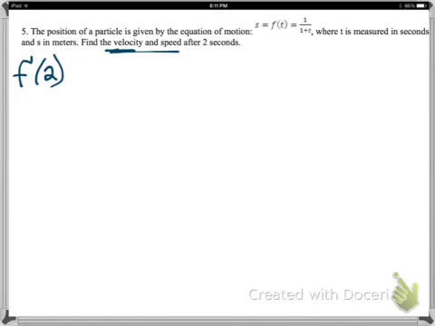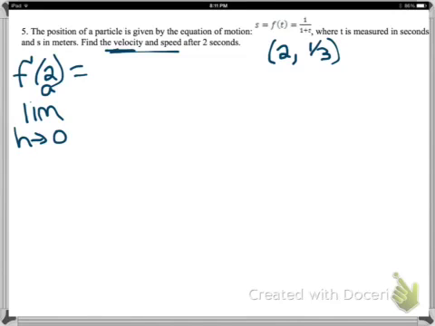Okay, so now I actually have an a value. So a is 2. So the point is 2, and if I plug 2 in, I get 1/3. So my point is (2, 1/3). So f prime of 2 would be the limit, I'm going to use h, as h goes to 0. Now I can use f of a plus h, so 2 plus h. I could plug 2 plus h into the function, so I'd have 1 over 1 plus 2 plus h. That's f of a plus h, minus f of a, which is 1/3, all over h.